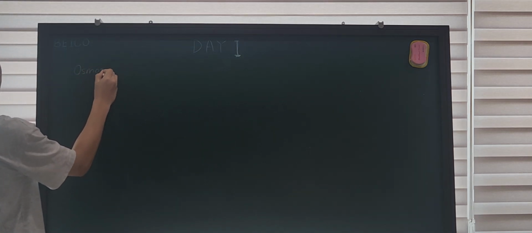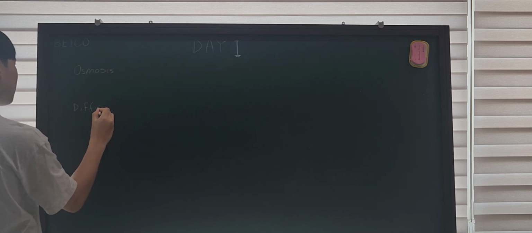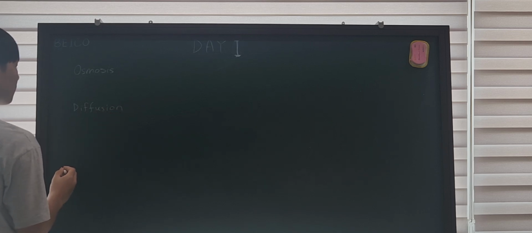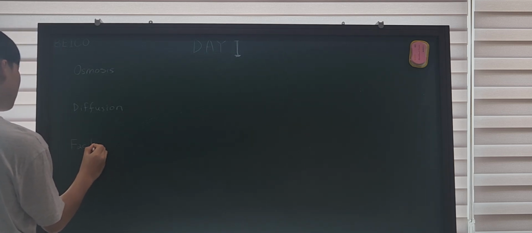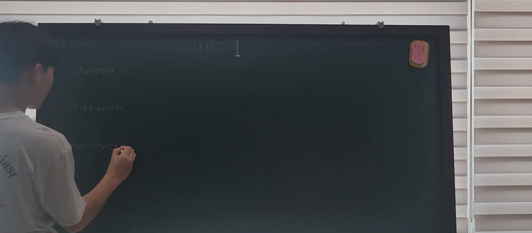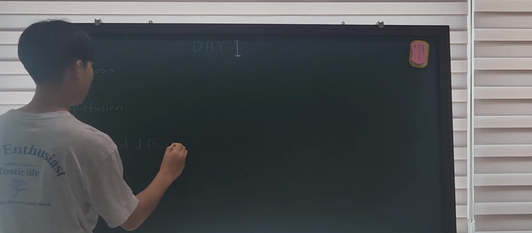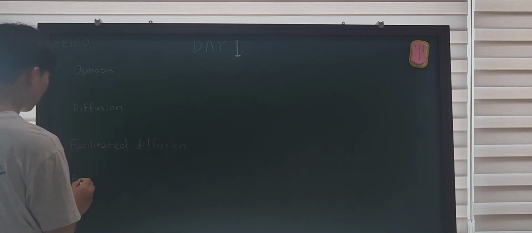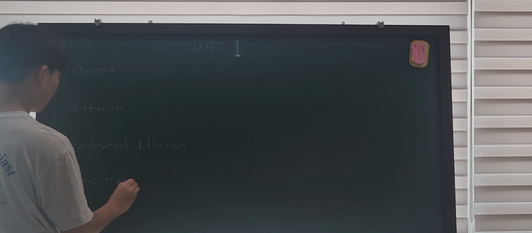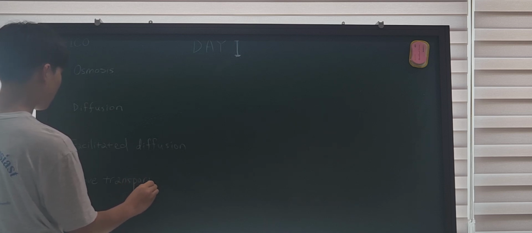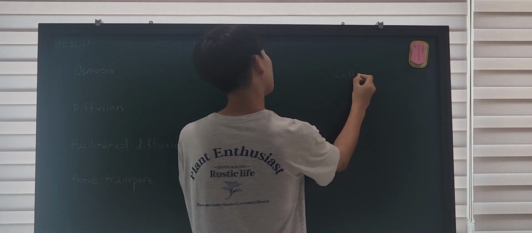Today we're going to cover some basic concepts like osmosis, diffusion, and facilitated diffusion, and lastly, active transport. Alright, there's one more thing. We're going to cover a little bit of information about the cell membrane.